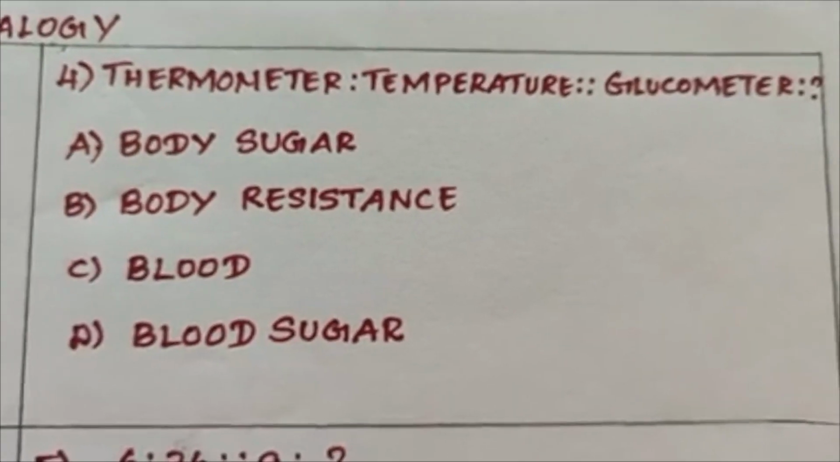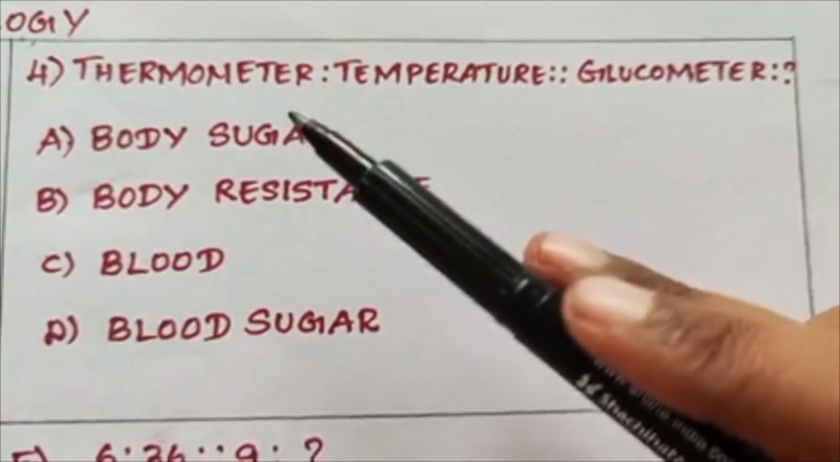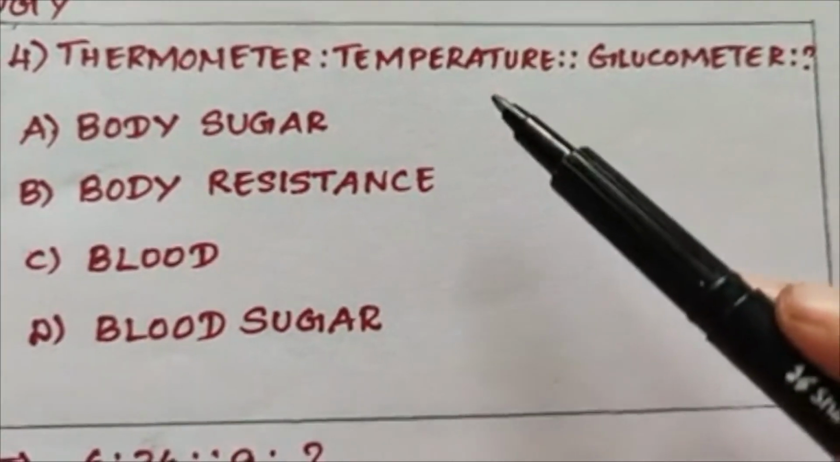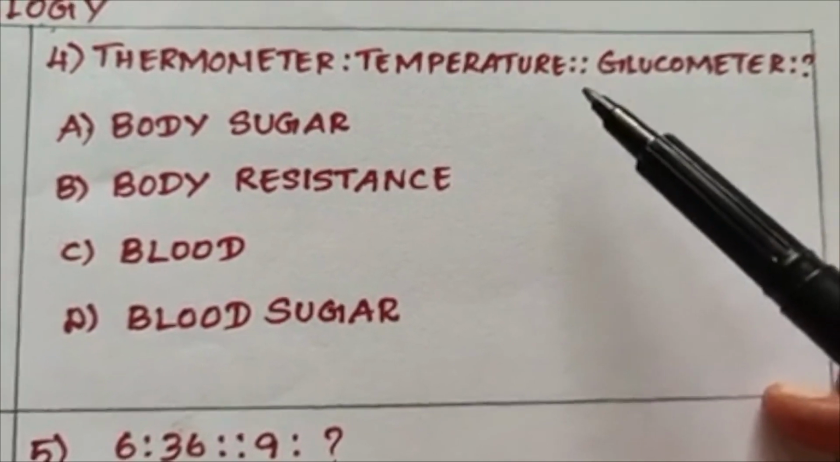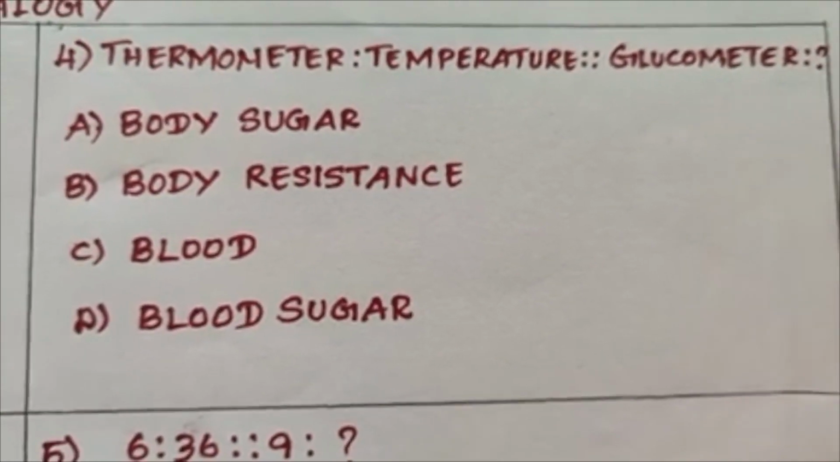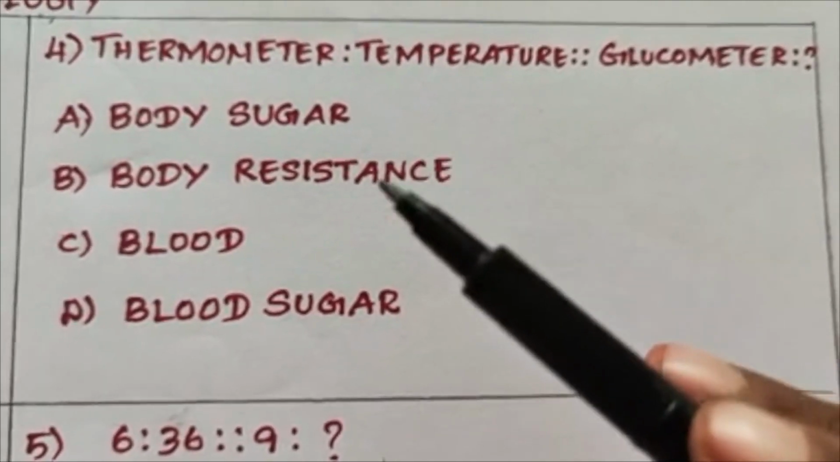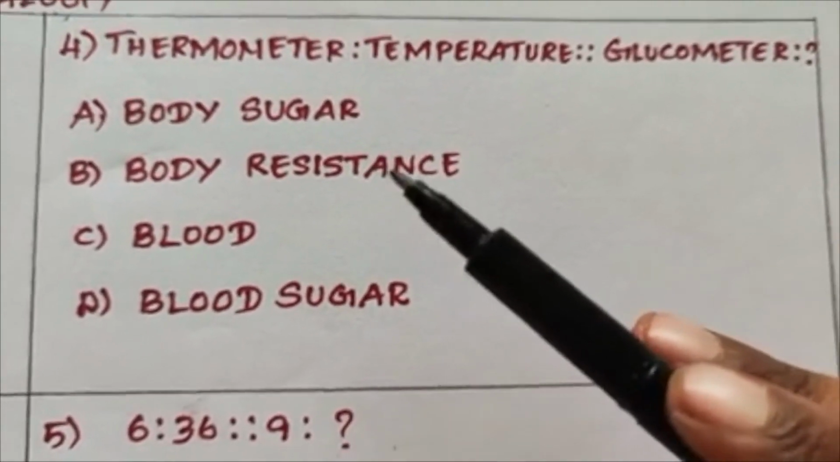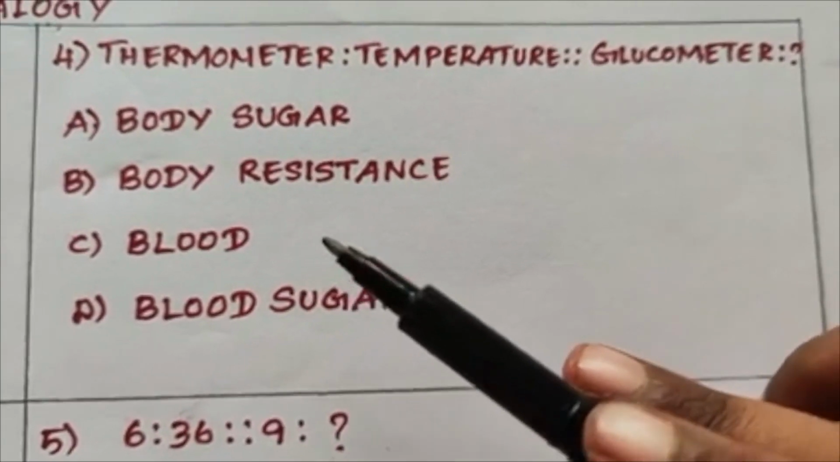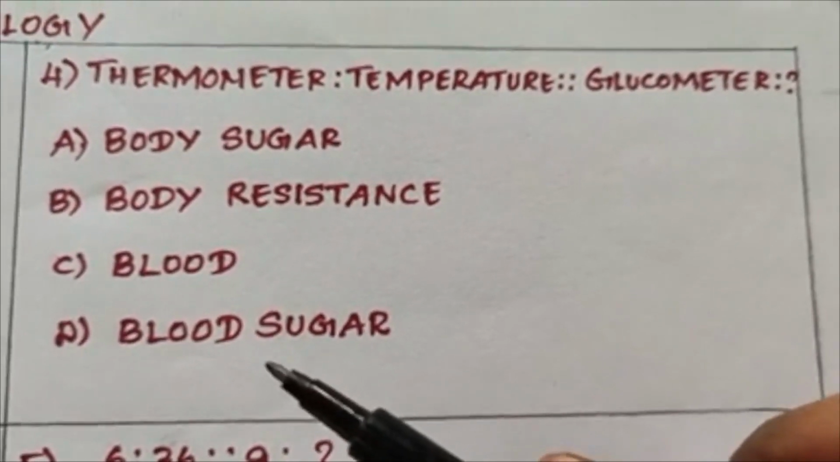Next question. Thermometer is related to temperature. In the same way, glucometer is related to what? Option A, body sugar. Option B, body resistance. Option C, blood. Option D, blood sugar.